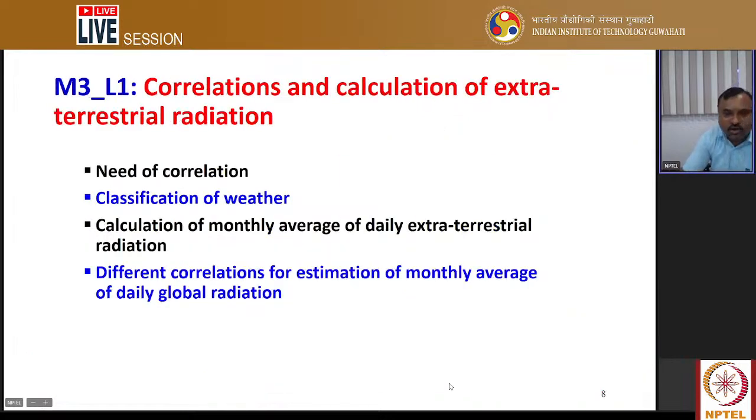So in lecture 1 of module 3, correlations and calculation of extraterrestrial radiation were discussed, and what is the need, why the correlations are required, and what are the different classifications of weather, calculations of monthly average of daily extraterrestrial radiation, different correlations for estimation of monthly average of daily global radiation, all were discussed in lecture 1 of module 3.